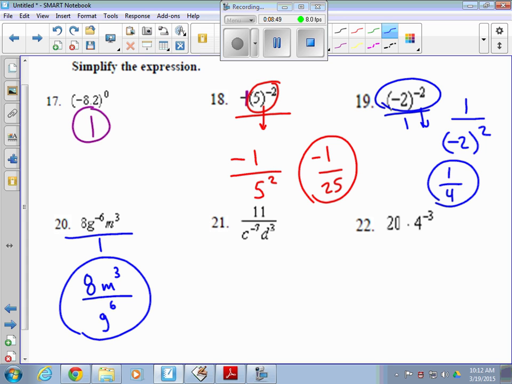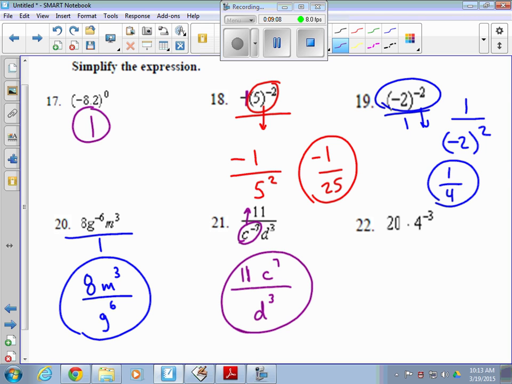11 over c to the negative 7, d to the 3rd. The only thing raised to a negative exponent here is c. It goes up. 11 stays on top. c comes up and becomes c to the positive 7th, and d to the 3rd stays on the bottom.